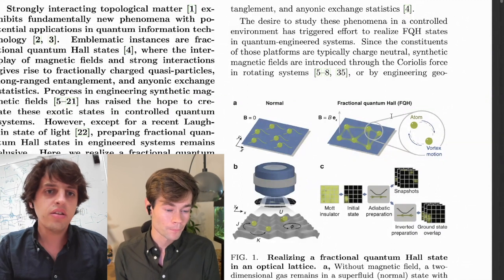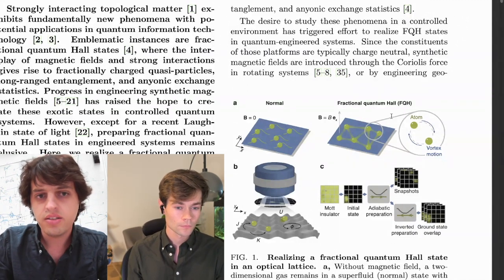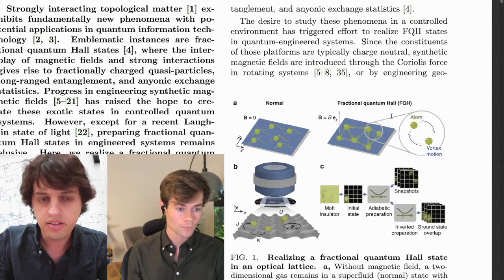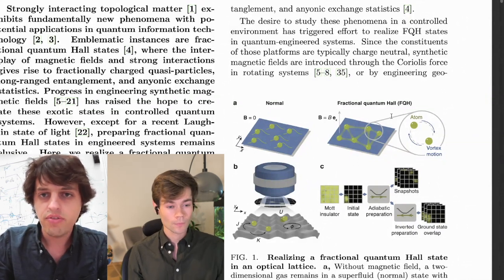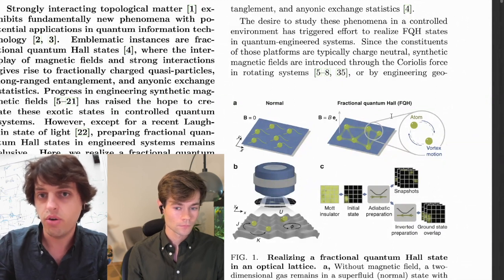Yeah, sure. So what is referred to as normal here is a two-dimensional gas of particles. And in solids, we usually have electrons that you can put in a semiconductor such that they really behave only in 2 dimensions.